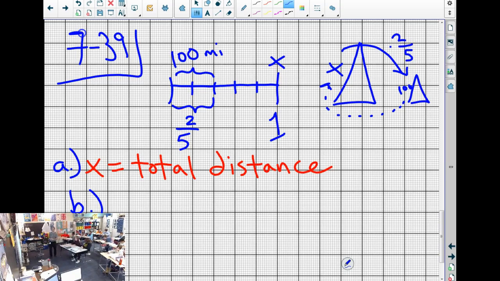Okay, Brendan's going to take a shot at an equation here. 100 divided by 2 equals X. Yes, but I am going to set it up a little differently, and you'll see how they connect.